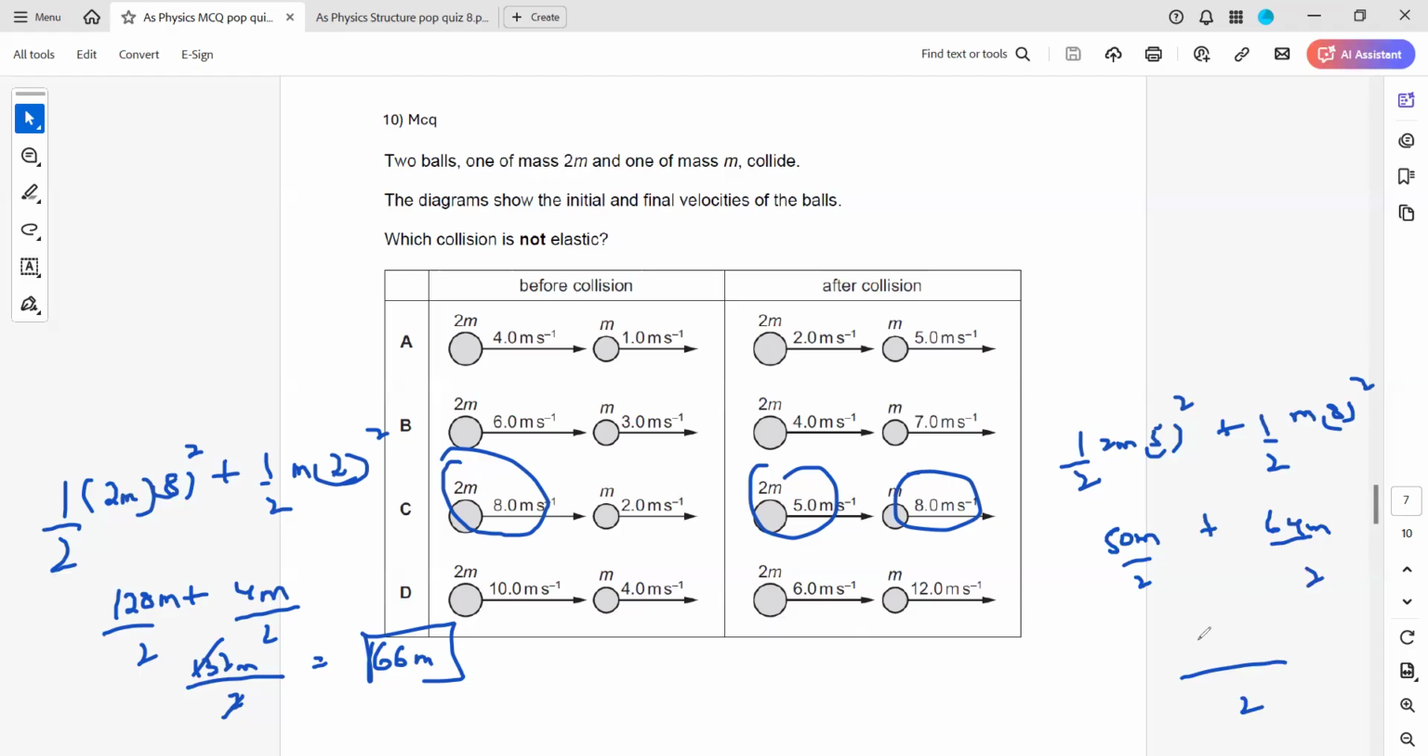So when you add them, it will be 114m by 2. When you simplify this, it will be 57m. So this is 57m, this is 66m. So option C is the right answer, that the kinetic energy before and after is not equal. Is it clear? The calculation?